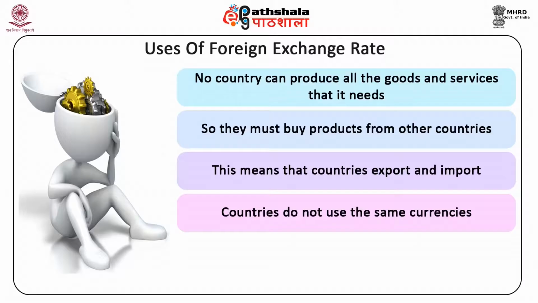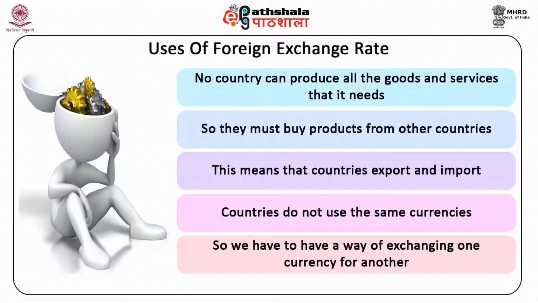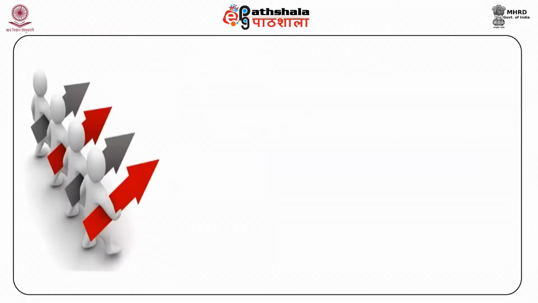However, countries do not use the same currencies. So, we have to have a way of exchanging one currency for another. This is done through the foreign exchange market by establishing a new foreign exchange rate daily with the help of demand and supply interaction. Next is commodity currency and terms currency.